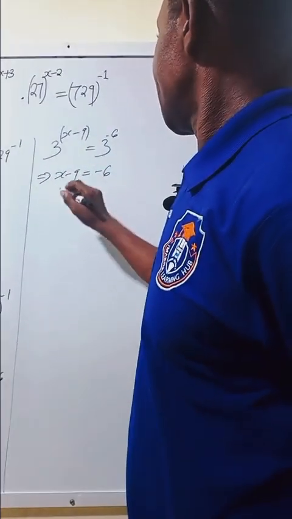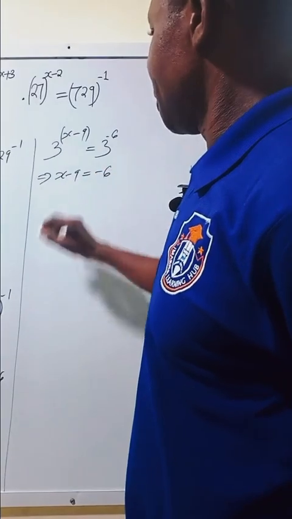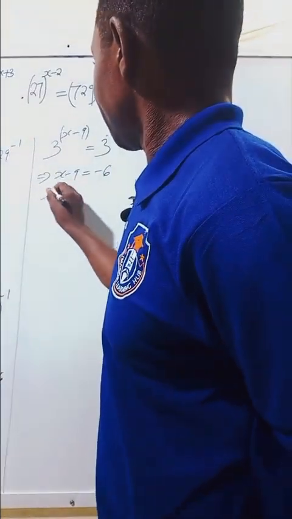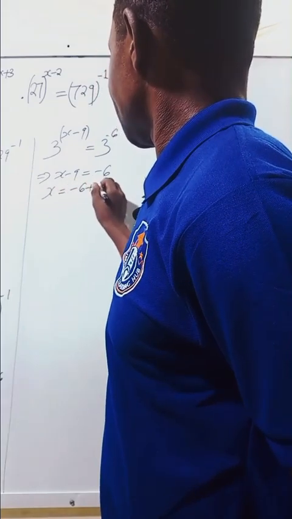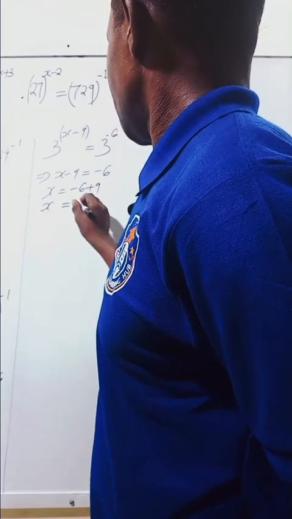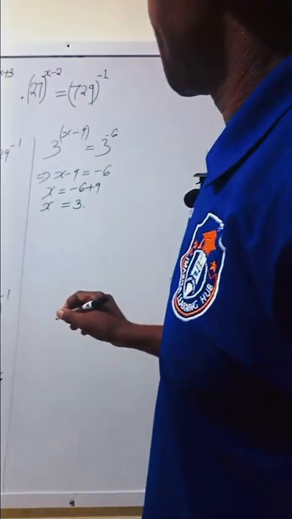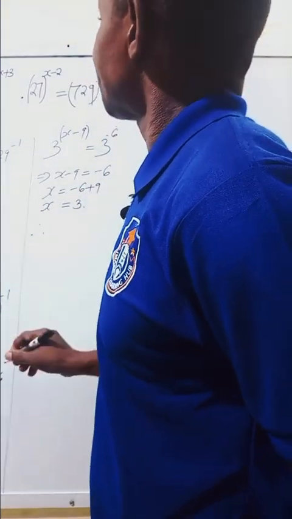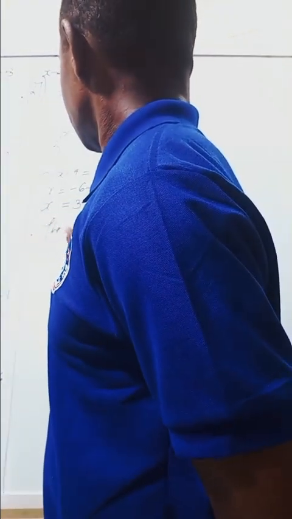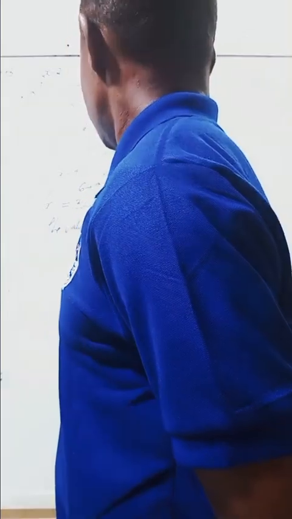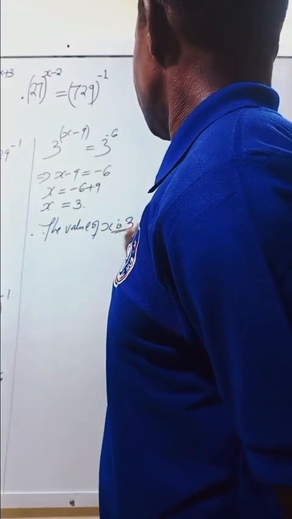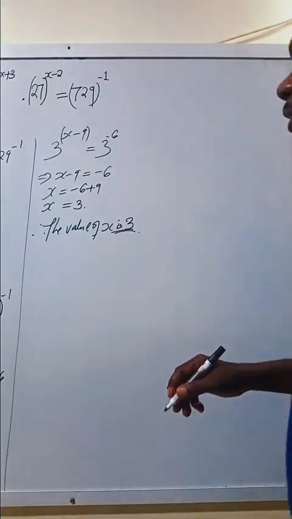Solving, taking this number to the other side, it's negative on the left hand side, when it crosses the equal sign, it becomes positive. So we have x equal to negative 6 plus 9. We get x equal to positive 3. So therefore, the value of x is positive 3. That's our final answer.